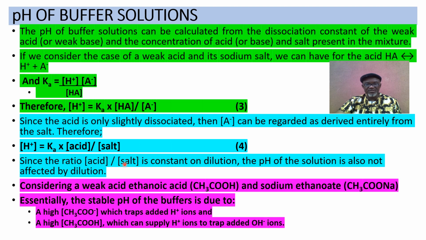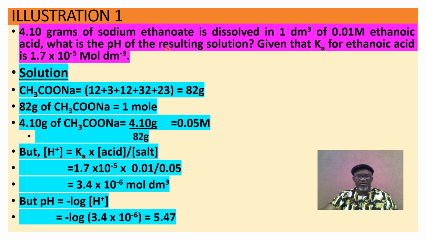Since the ratio of acid to salt is constant on dilution, the pH of the solution is also not affected by dilution. So you can see that's the chemistry again. So considering a weak acid, ethanoic acid, and sodium ethanoate, essentially the stable pH of the buffer is due to, one, a high concentration of ethanoate, which traps hydrogen ions, as we explained, and of course, a high concentration of ethanoic acid, which can supply hydrogen ions to trap the OH minus ions. Okay, we have an illustration here.